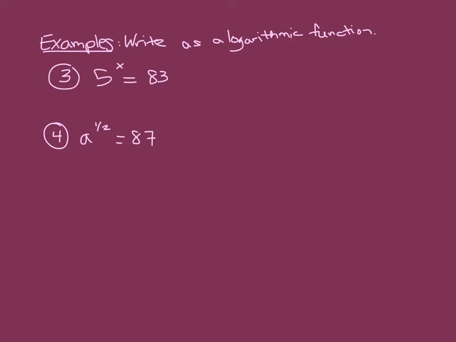For the next two, we're doing the exact same thing, except in the opposite order. For number 3, we have 5 to the x power equals 83. As a logarithmic function, we write log base 5 of 83 is equal to x. Keep in mind that the answer to the logarithm function is the exponent, and the base of the logarithm is the same as the base of the exponent. For number 4, we get log base a of 87 is equal to 1/2.